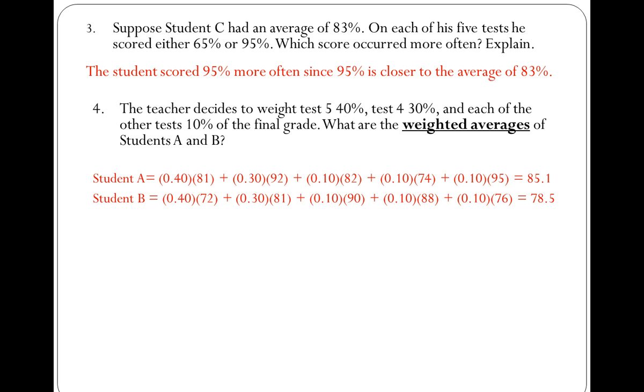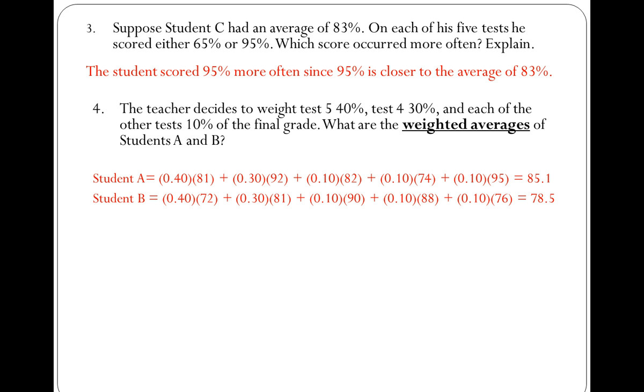So to find a weighted average, all you have to do is change the percentage into a decimal, so divide by 100, and then multiply by each of the scores. So for student A, you do 0.4 times 81 because 81 was the score the student received for test 5. And then you just do that for every single test score, and then the weighted average for student A would be 85.1, and the weighted average for student B would be 78.5.